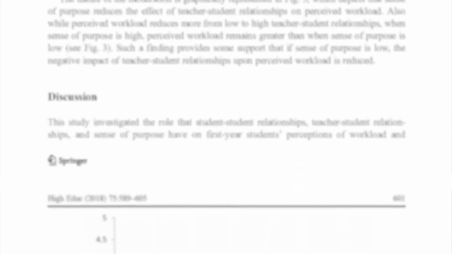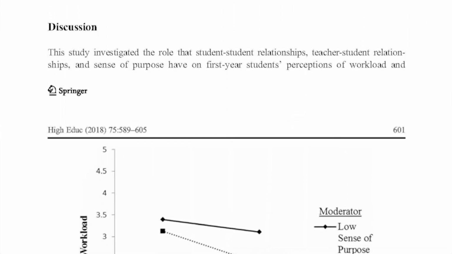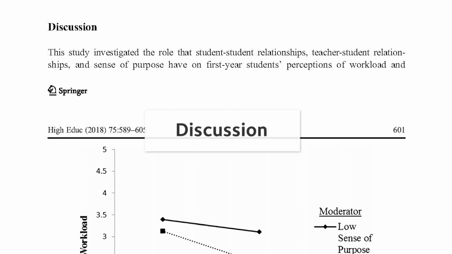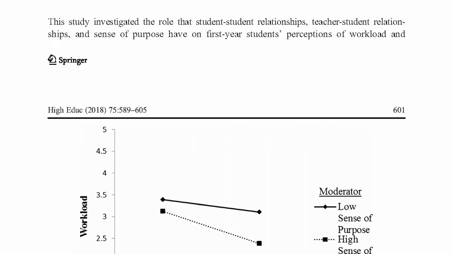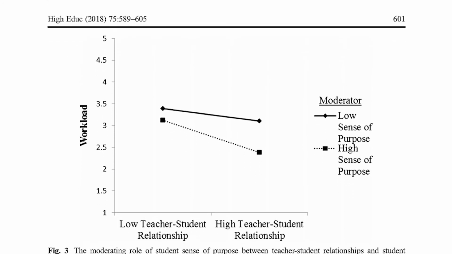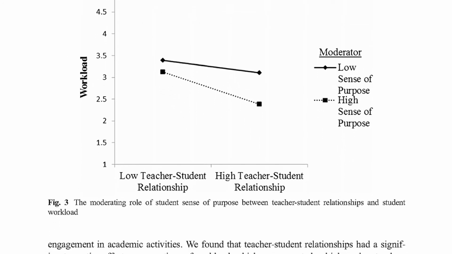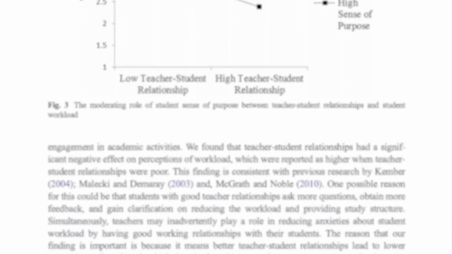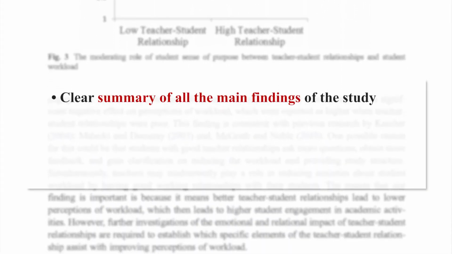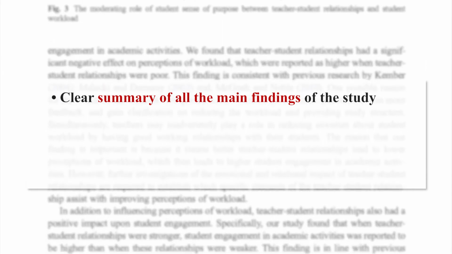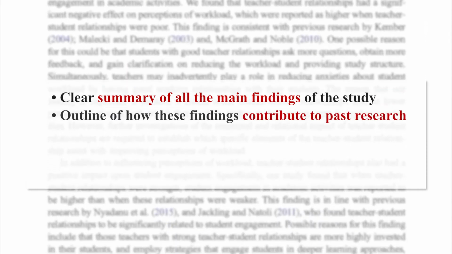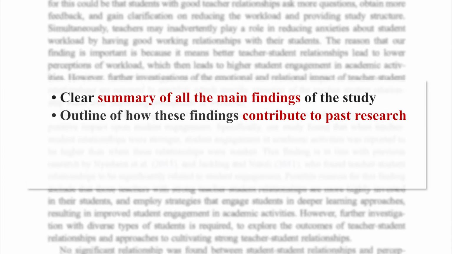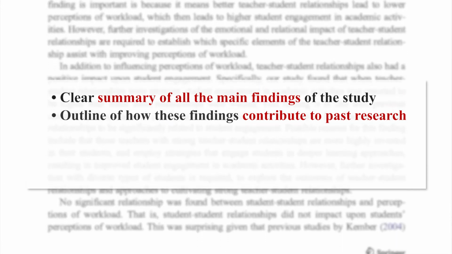After the results, the final section in the body of a journal article is the discussion, sometimes also called the conclusion. In the discussion, the authors provide a summary of the findings and highlight their importance and contribution to the research area. In particular, the discussion will provide a clear summary of all of the main findings of the study. It'll then discuss how these findings fit into the research context by showing how they relate to past studies conducted in that area.